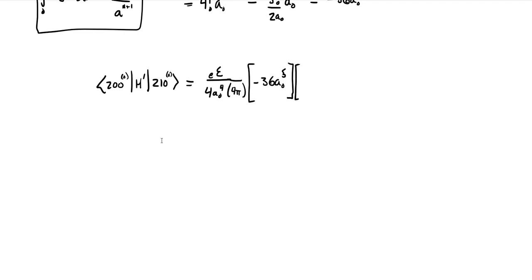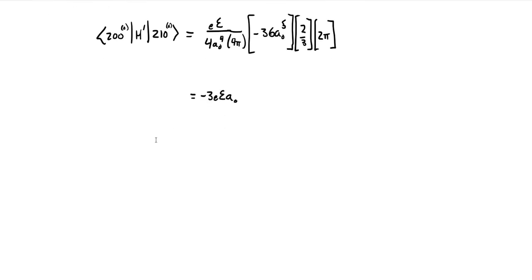Our polar angle integral was 2/3, and our azimuthal integral was 2 pi, right? So this whole thing ends up reducing to just negative 3 e a naught as our matrix element. After all of that integration, we worked smarter and not harder and used parity and the orthogonality of the azimuthal wave functions to sort out that a bunch of those matrix elements were 0, and then we only had to do that one integral that we just went through.